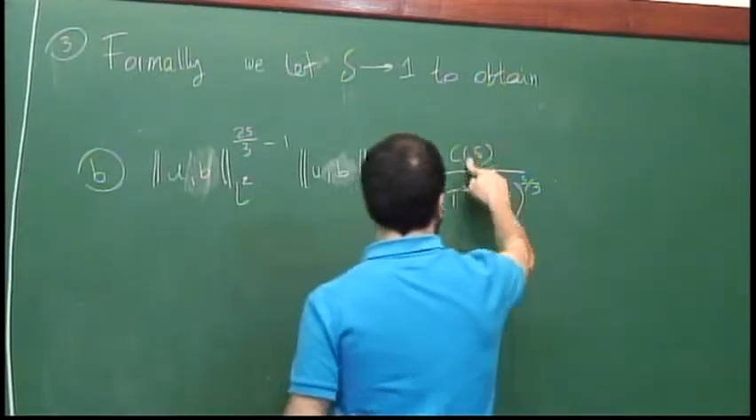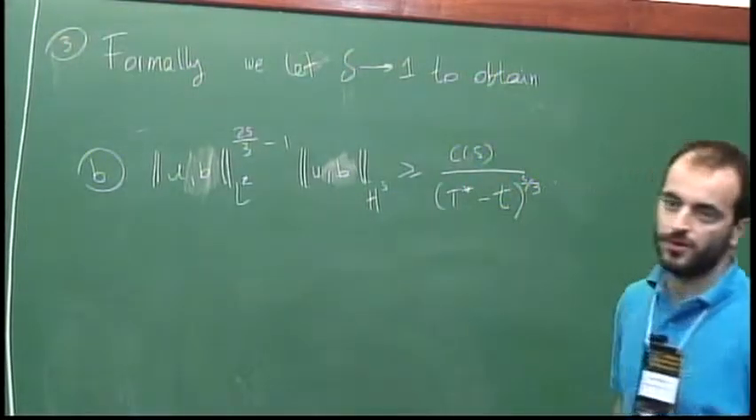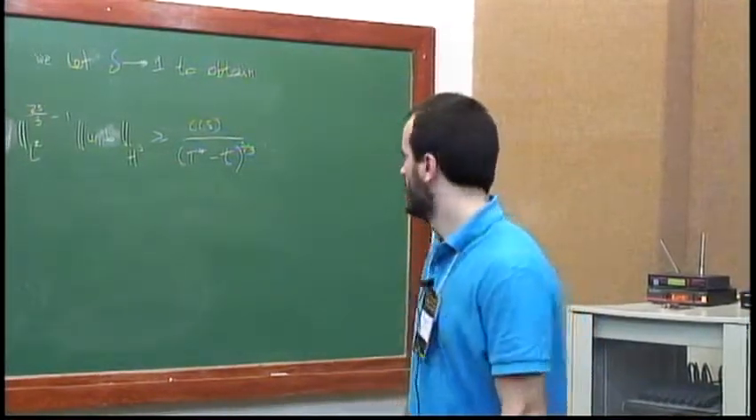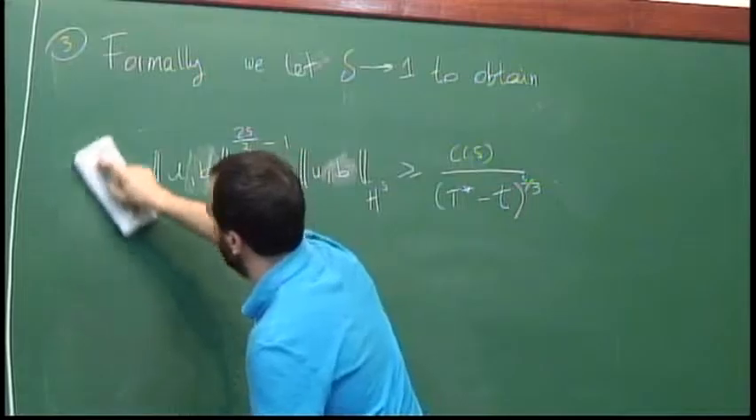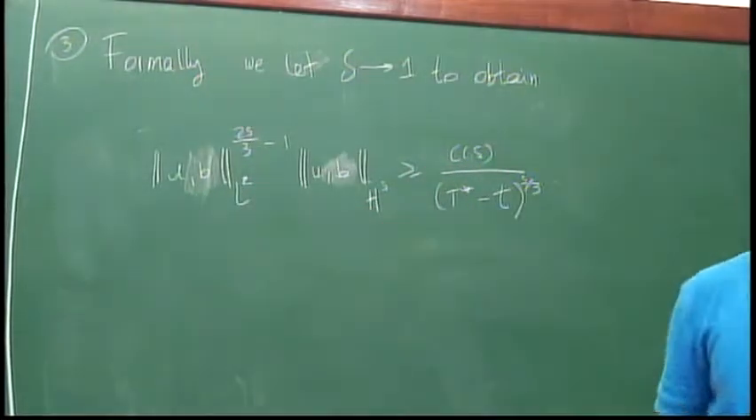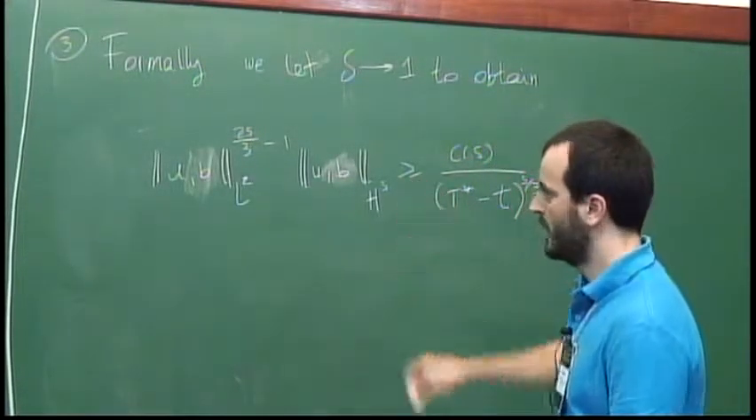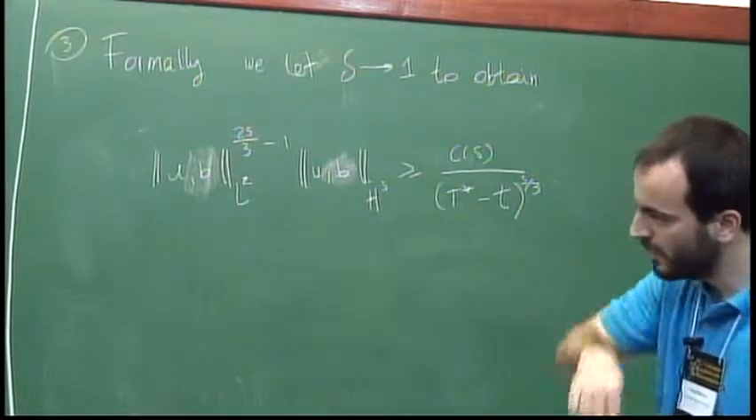This constant here depends on delta and might blow up, or it might go to 0 when we let delta go to 1. So this constant might go to 0, so this is not really proved, but we have an independent argument to show that this holds. So it holds in the same way as Benamer.